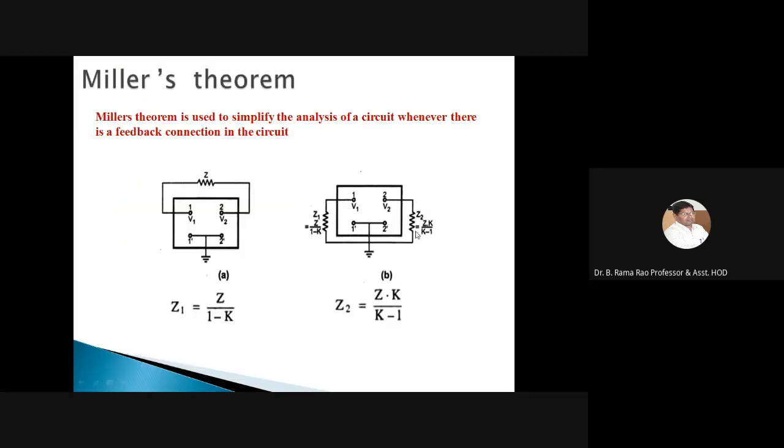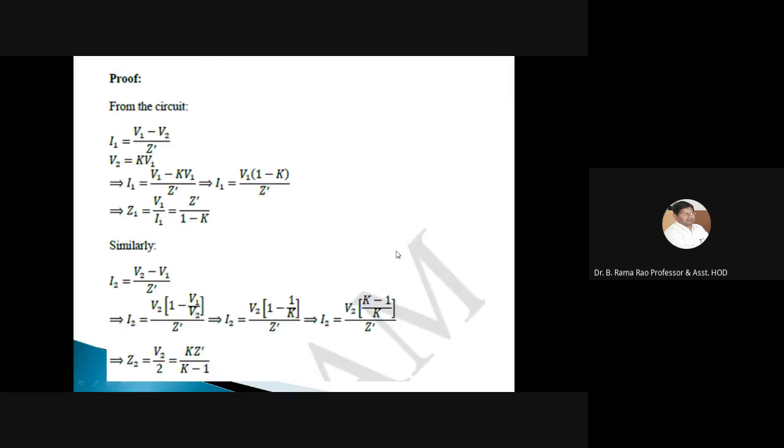As we know the value of I, how can we get the values of I1 and I2? We know K is a constant, K is nothing but V2 by V1, where V2 is the output voltage and V1 is the input voltage. From this, we can say that V2 is equal to K into V1. Then we'll get this one. This is Z1, and similarly Z2. Next class we'll discuss this Miller theorem.